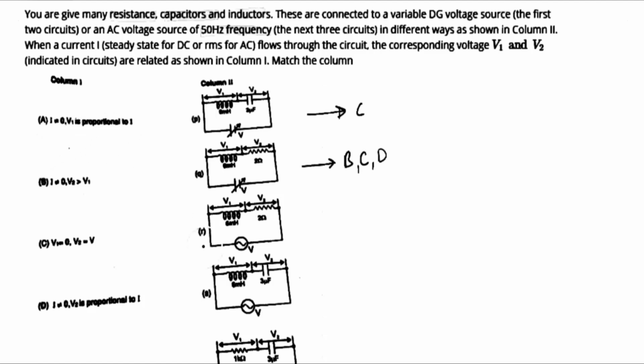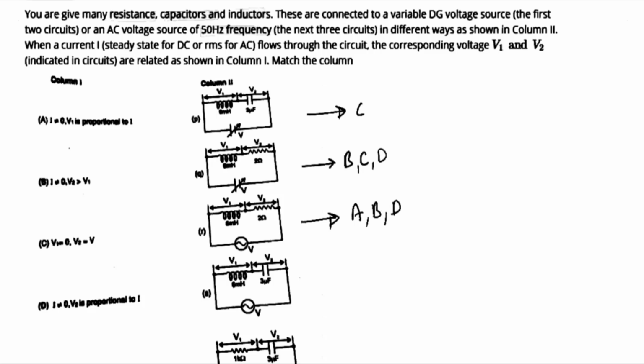V1 is proportional to current, so that is also correct. So statement A is correct for the diagram. I is not equal to 0 and V2 is greater than V1, that is also correct, so statement B is true. And C, in that circuit V1 is not equal to 0, so statement C is wrong. And D, I is not equal to 0 and V2 is proportional to I, that is also true. So option D is also correct for that.